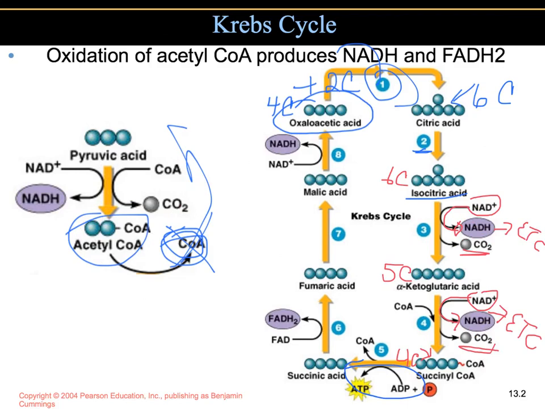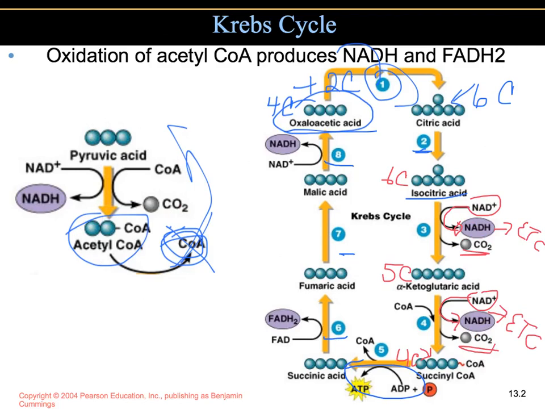In steps 6, 7, and 8, enzymes rearrange the chemical bonds here, and it produces 3 different molecules before generating, or maybe I should say regenerating, oxaloacetic acid.